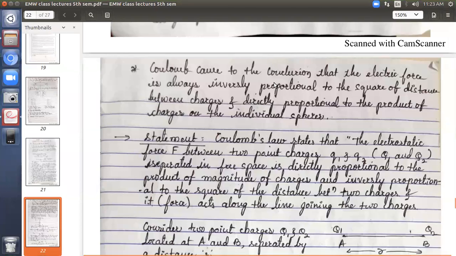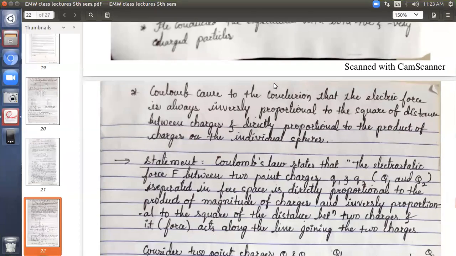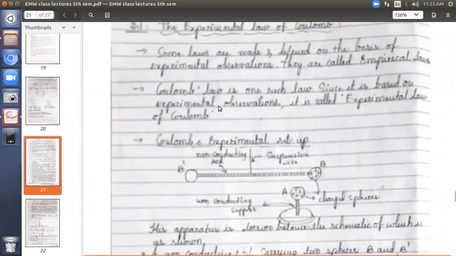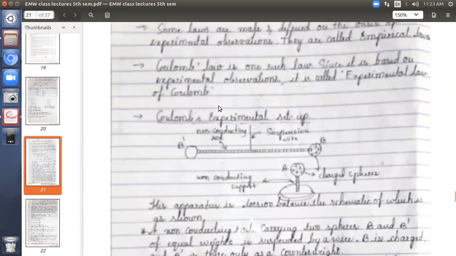Good morning all. In the previous session, we discussed the experimental law of Coulomb. Let me just revise what we have seen. We have seen what an empirical law is. It is a law defined on the basis of trials and experimental observations. That law is called an empirical law. Coulomb's law is one such empirical law.